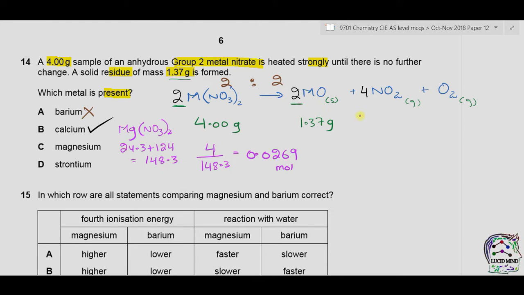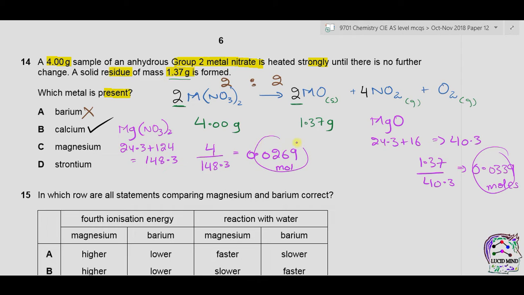Now for magnesium oxide, we have 24.3 plus 16 for oxygen. It comes equal to 40.3. Now we can find the number of moles, 1.37 grams divided by 40.3. It comes equal to 0.0339 moles. As we can see that the moles are not equal, so therefore C is incorrect.